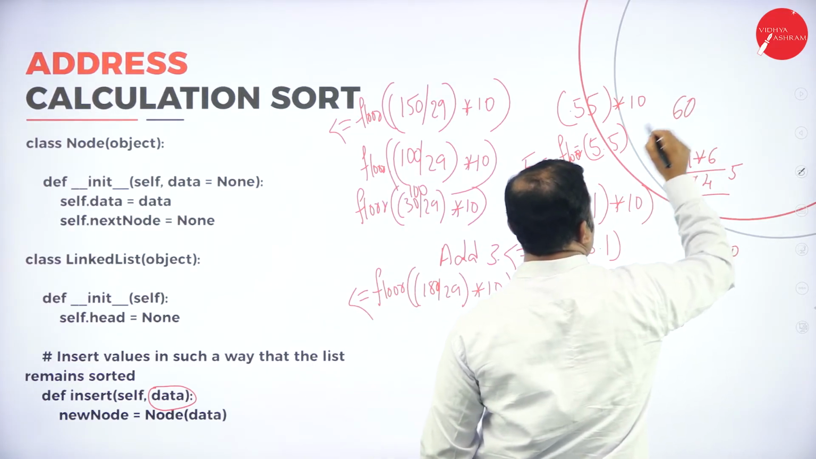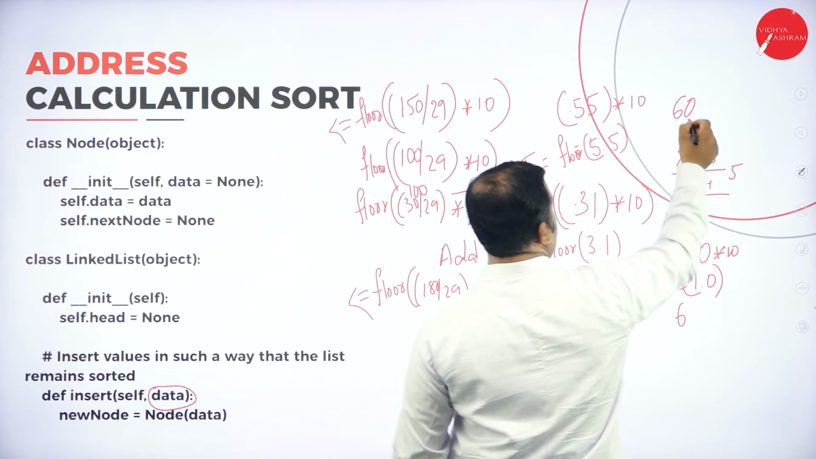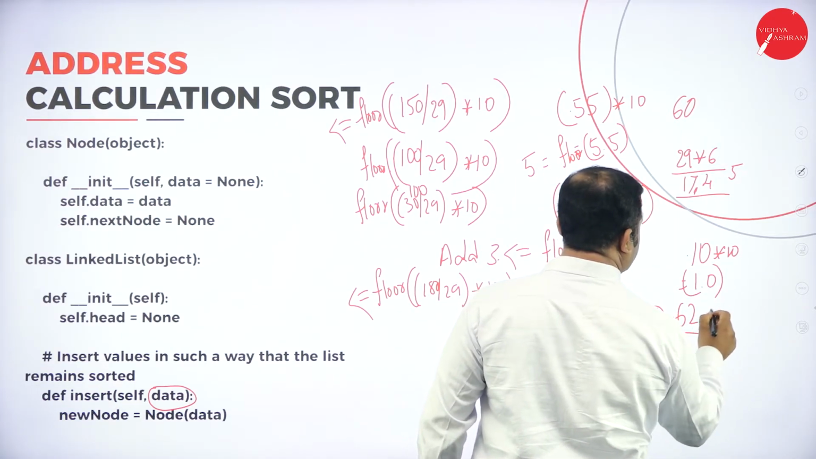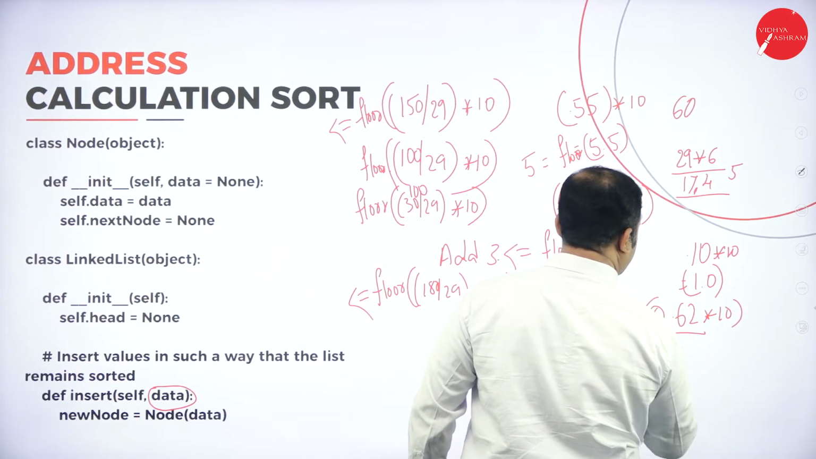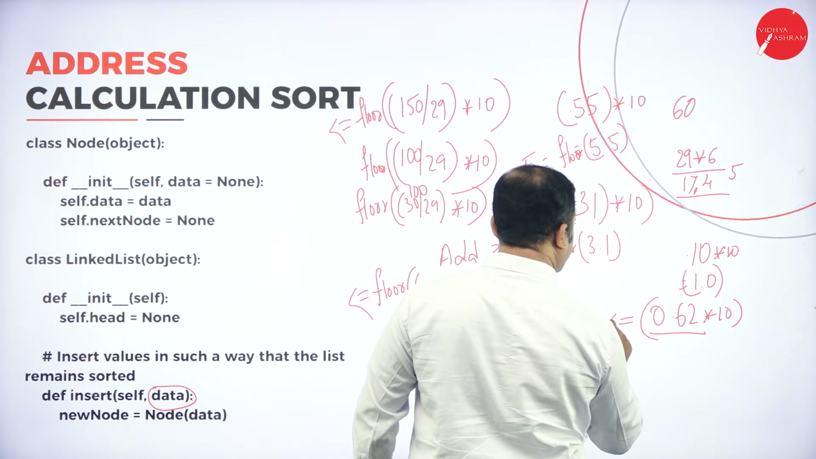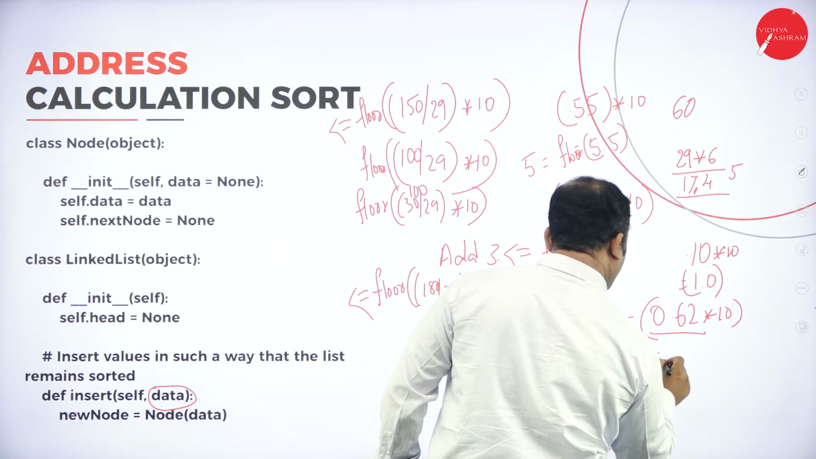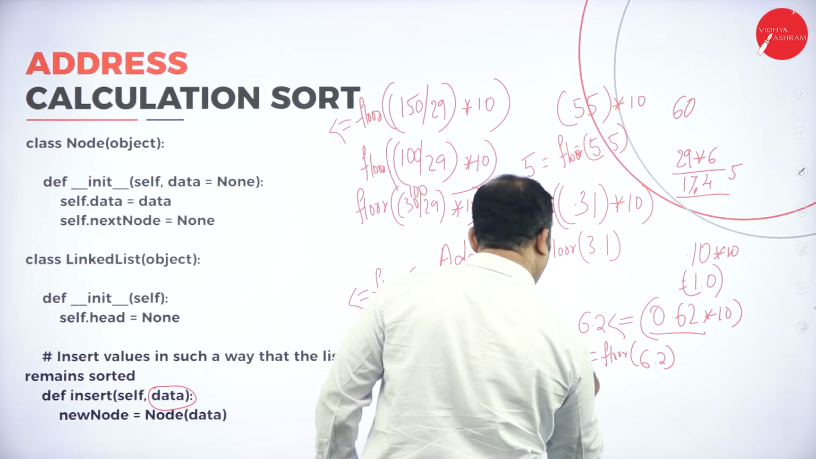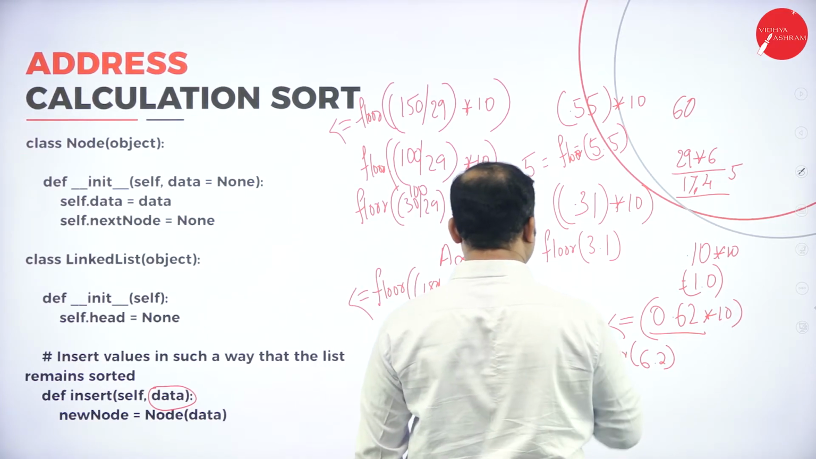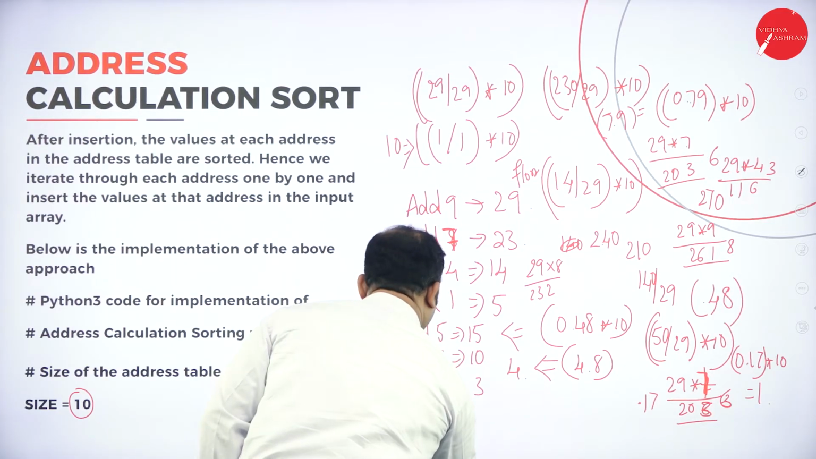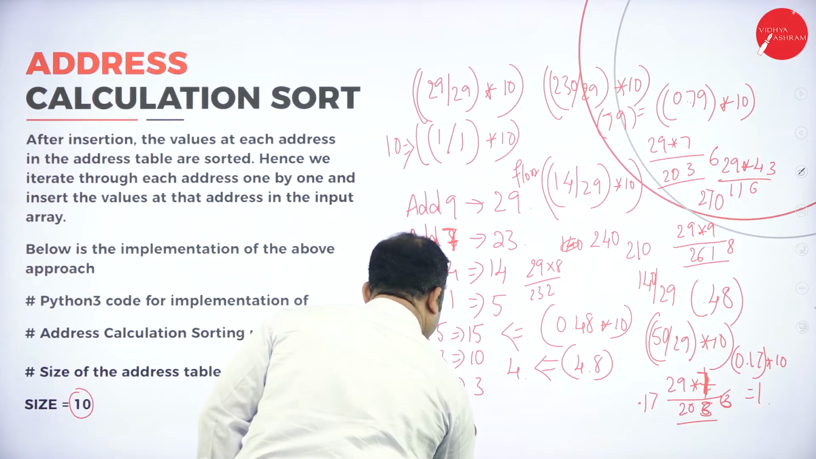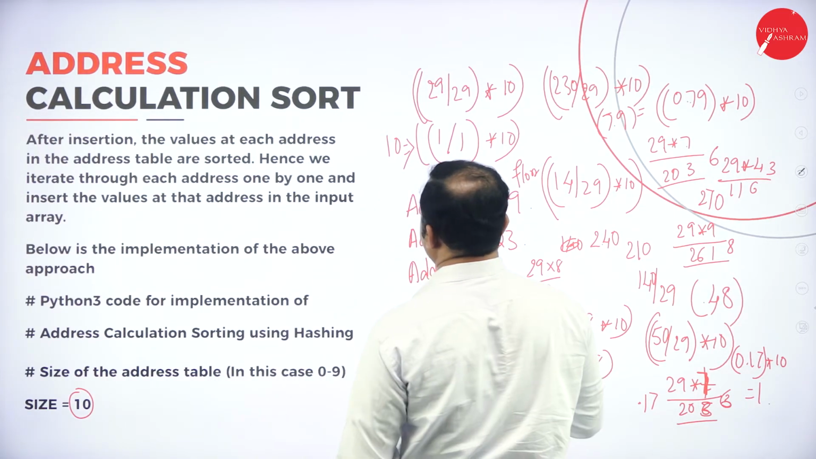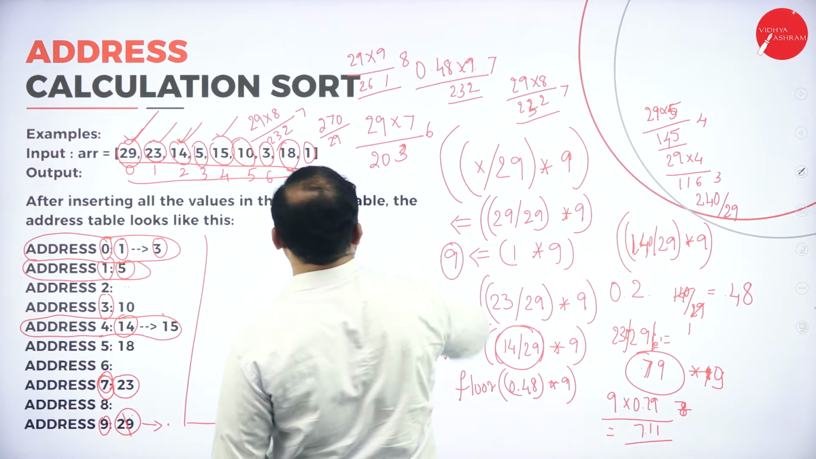We have 0 here. Then we have 2s, 0.2. We have 0.62. 0.62 star 10 is what? It is equal to 6.2. The floor of 6.2 turns out to be 6. So we have the value in the address table 6, we have 18. Which is the next value we have? I think 1 we have in this. Yes, 1 we have.